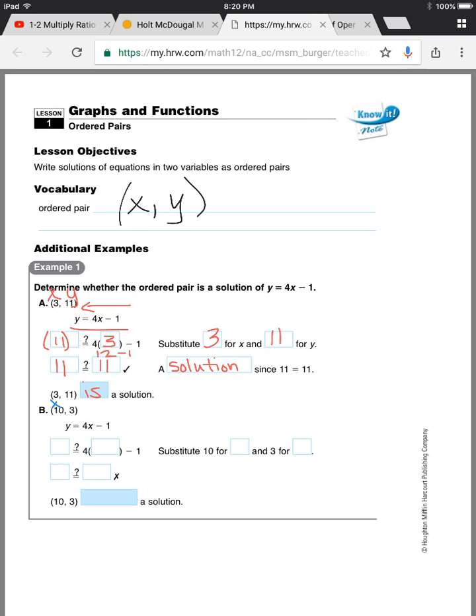(10, 3). So this is our x, this is our y. Same thing. We're going to substitute 10 for x. We're going to substitute 3 for y. So we see y, we're going to put in 3 in parentheses equals 4 times 10. Because remember the coefficient is being multiplied by the variable, minus 1. We don't have anything to do on the left side. And on the right side we have 4 times 10, which is 40 minus 1, and that is 39. So because 3 and 39 are not equal to each other, (10, 3) is not a solution.